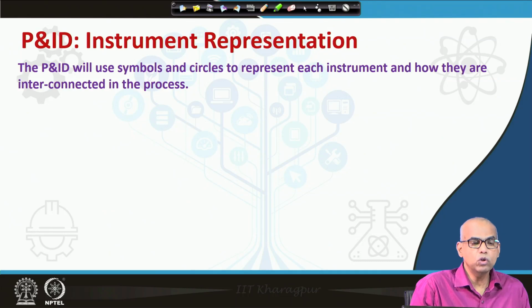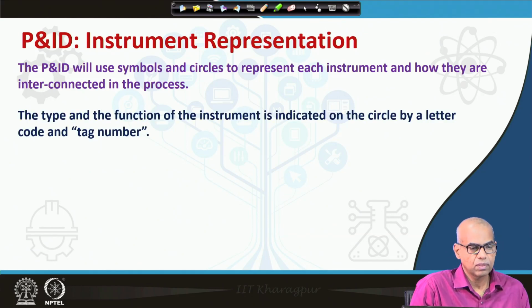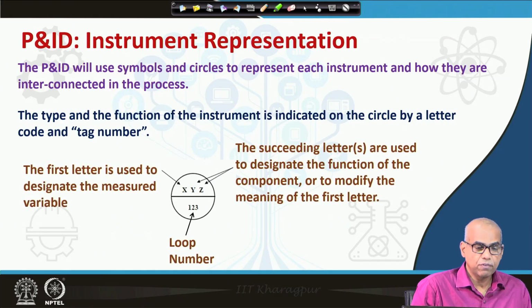Now, let us learn how to represent instruments on a piping and instrumentation diagram. The piping and instrumentation diagram will use symbols and circles to represent each instrument and how they are interconnected in the process. The type and the function of the instrument is indicated on the circle by a letter code and tag number. The first letter is used to designate the measured variable.